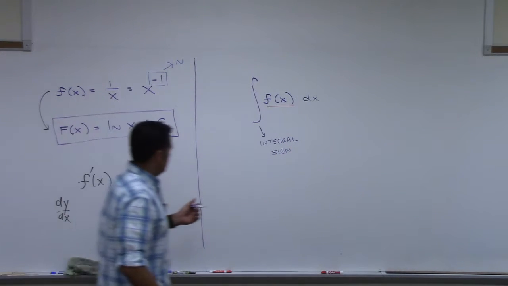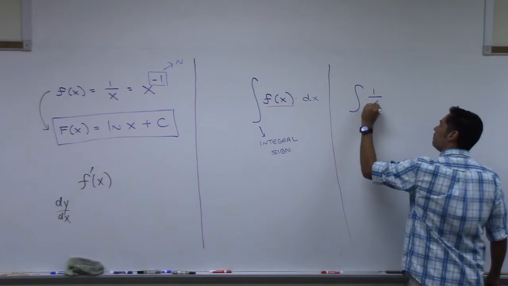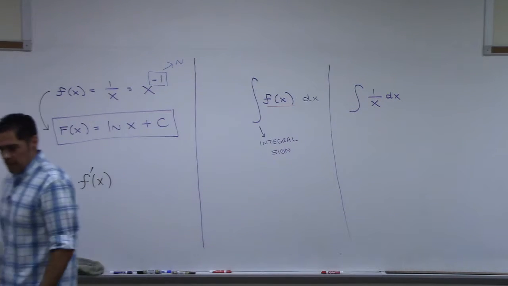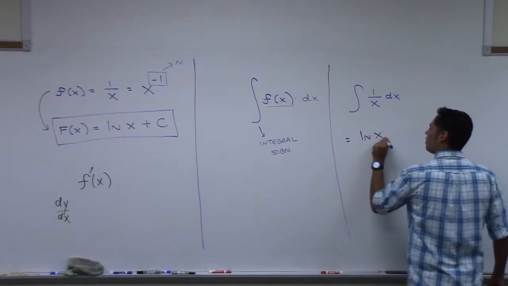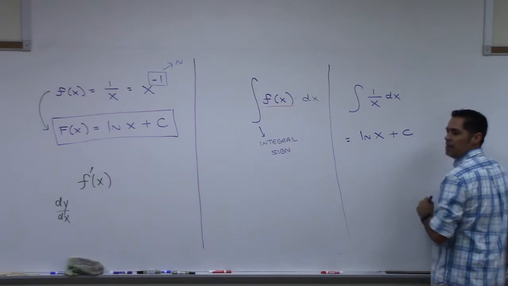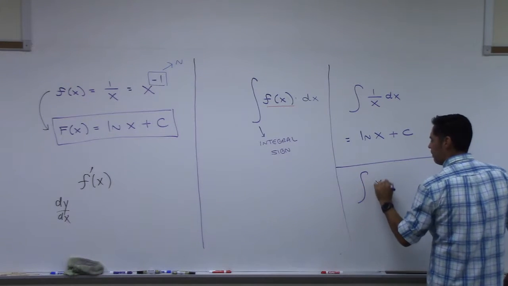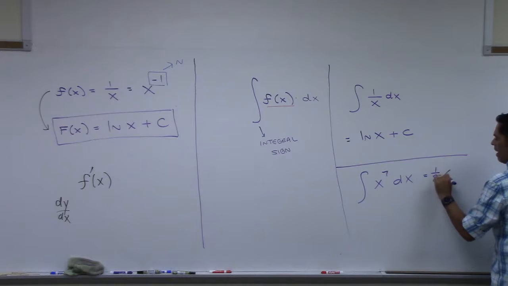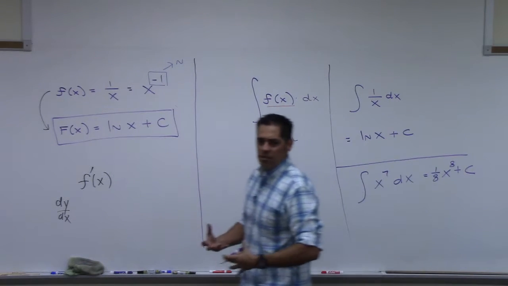So, with that said, what is that? That's equal to natural log x plus c, okay? What is this? We did that earlier. 1/8 x to the 8th plus c, right? So it's just new notation, that's all that is.